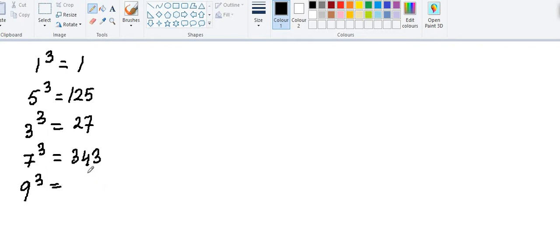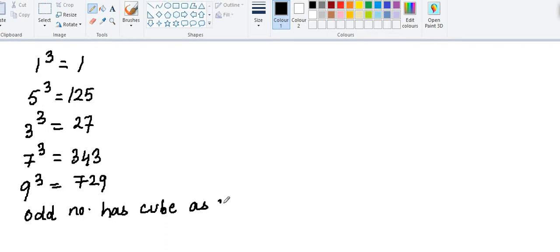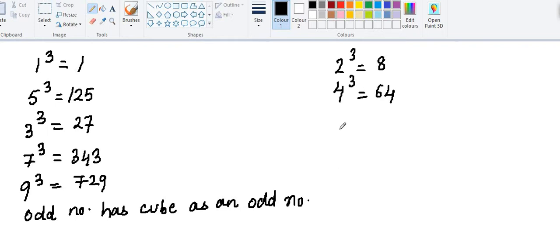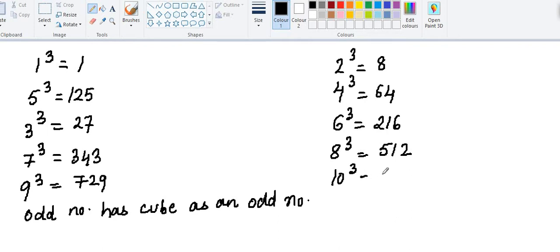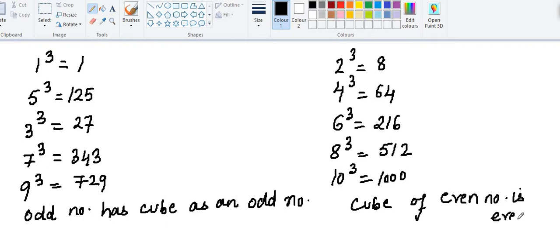As you can see, odd numbers have their cubes as odd. So an odd number has cube as an odd number. Similarly, an even number will have cube as an even number. Whatever even number you take, you will have cube as even number. So we can write: cube of an even number is even, and cube of an odd number is always odd.